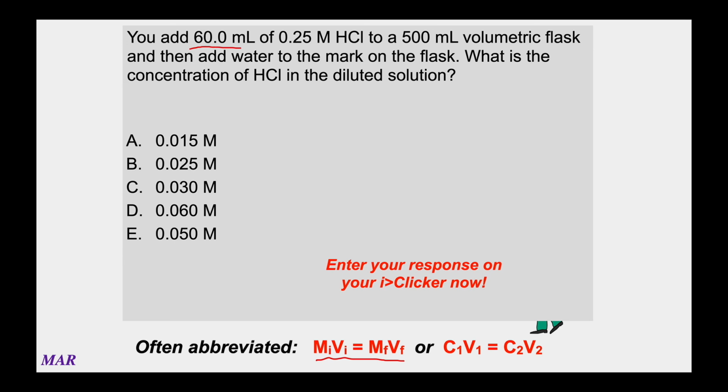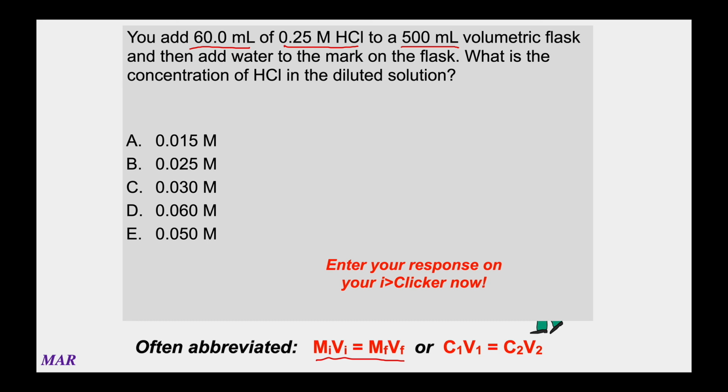So 60 milliliters is Vi, the initial volume. 0.25 molar is the initial concentration, Mi or C1, whatever you want to call it. And if you're filling it up to the total volume, then Vf or V2, whatever, would be 500 milliliters. And we want to solve here basically for Mf, the final concentration, or C2, whatever you want to call it. You're welcome to keep those numbers as milliliters if you'd like to. You could also change them over to liters if you'd want to. It's not going to make any difference.